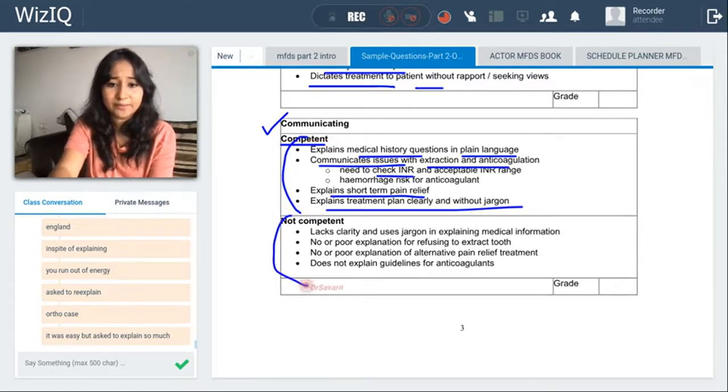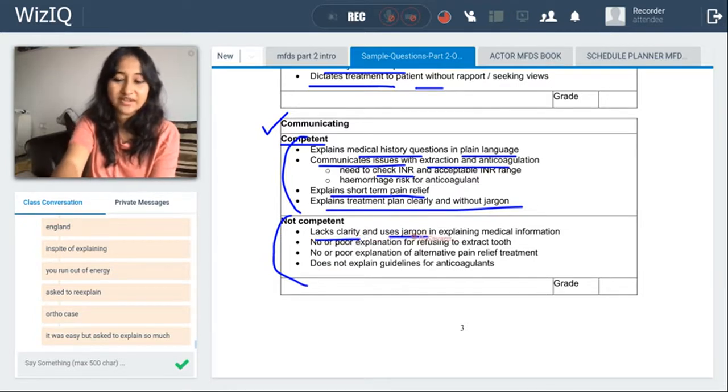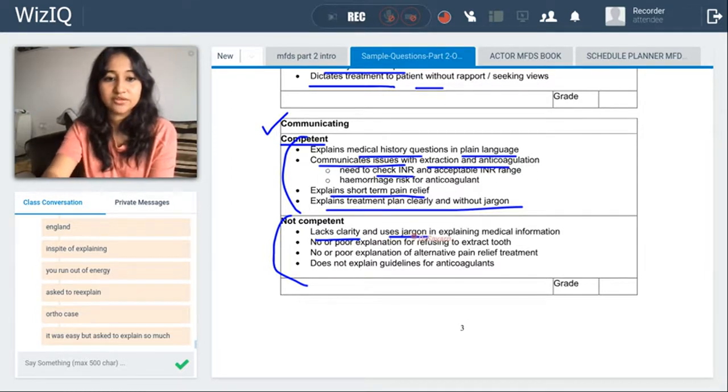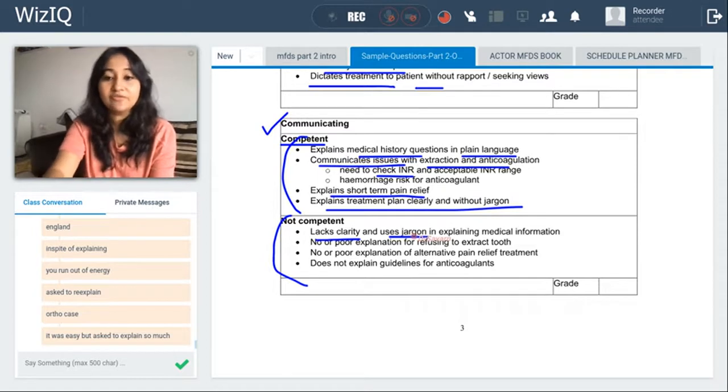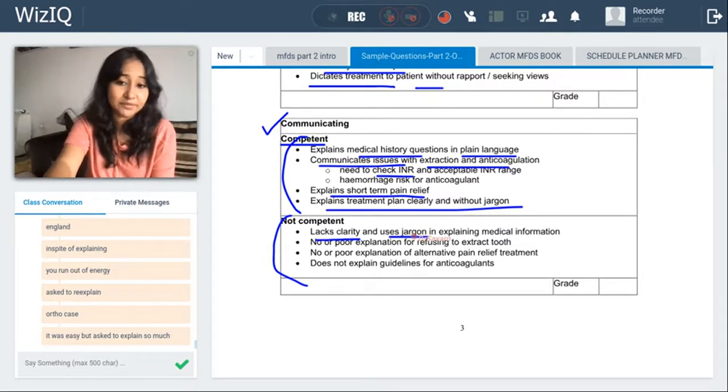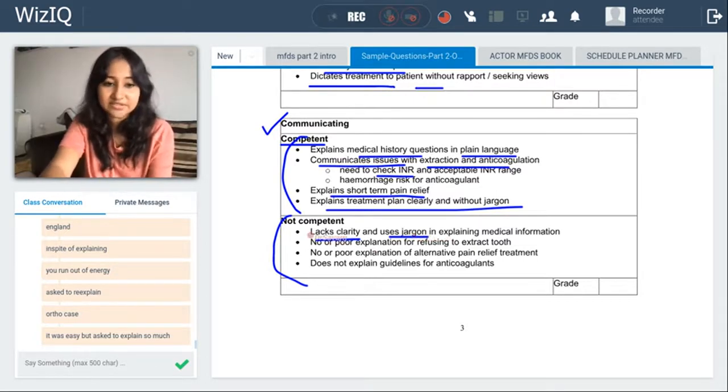If you do not give it, for example, if there is no clarity in your thought process, or you're using jargon, guys, if you use jargon, they would really be deducting points for that. You cannot use jargon. Even if you're giving the diagnosis, always make sure that you say, I'm really sorry for the fancy term, I'm going to explain what it exactly means. Okay? That is completely all right.